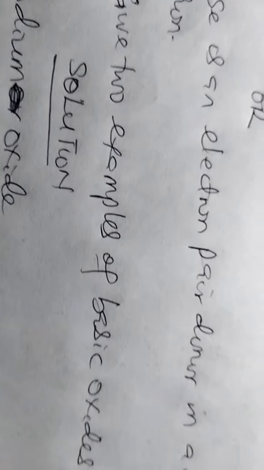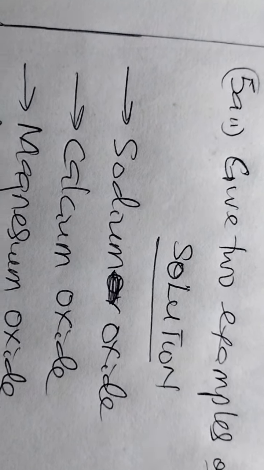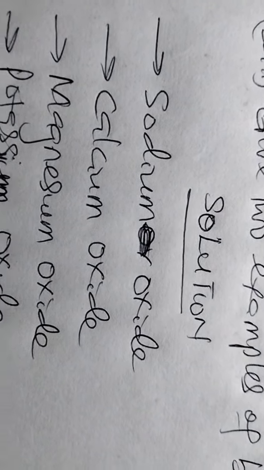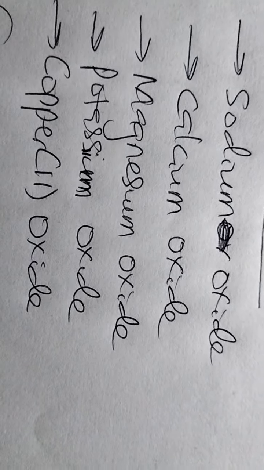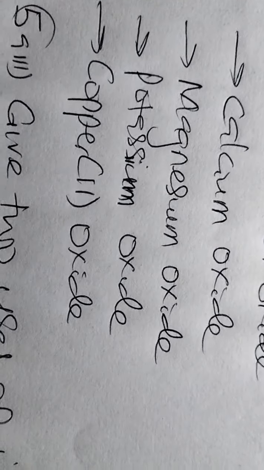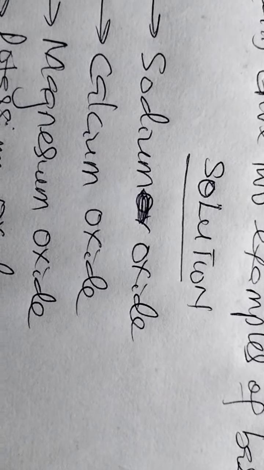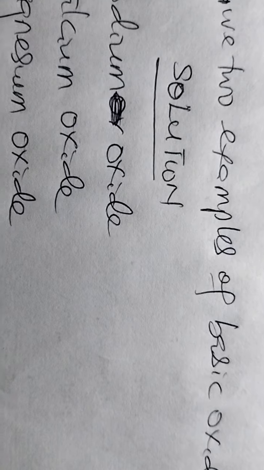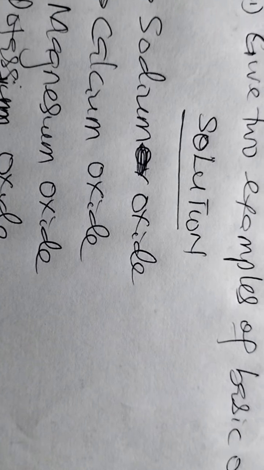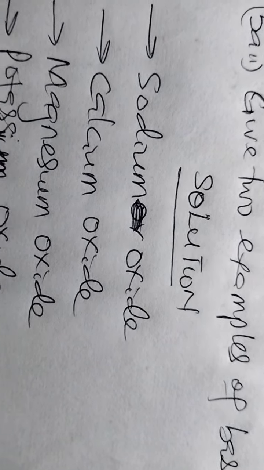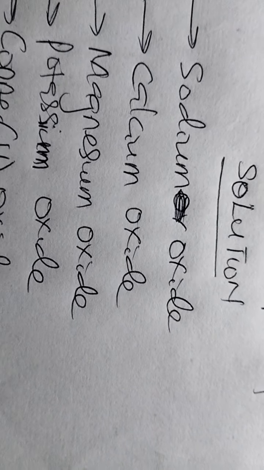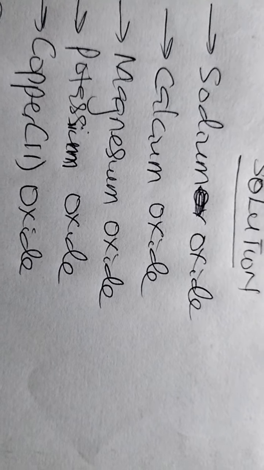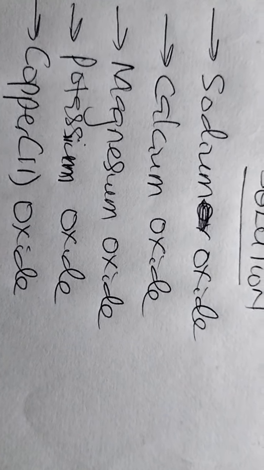5AII says give 2 examples of basic oxides. Solution: examples include sodium oxide, calcium oxide, magnesium oxide, potassium oxide, copper(II) oxide. So metallic oxides are actually basic oxides except aluminium, zinc, lead, tin, and beryllium. These ones are not considered as basic oxides, but most metallic oxides are basic, apart from the ones I'm giving here.